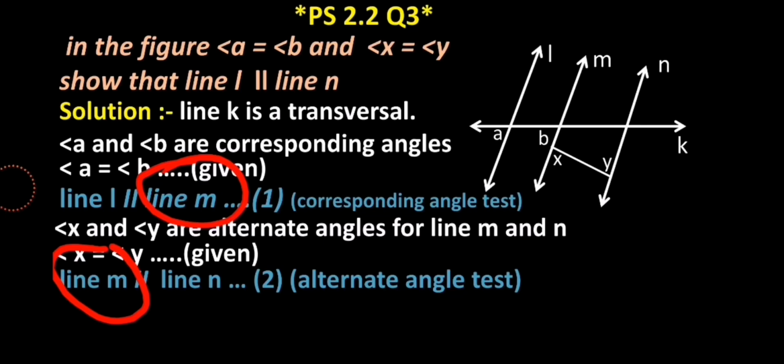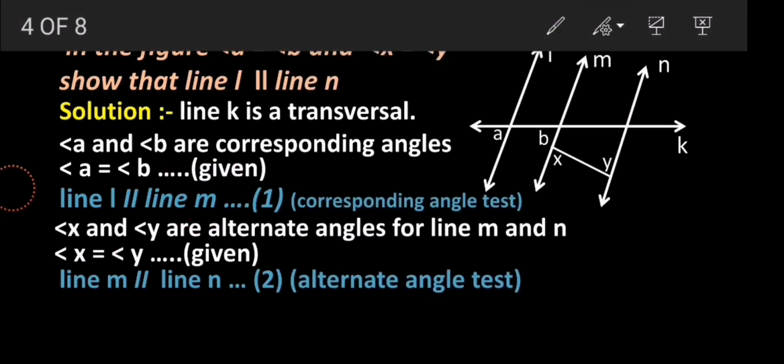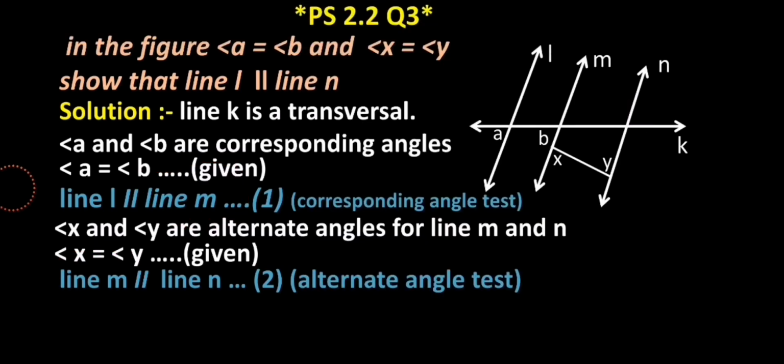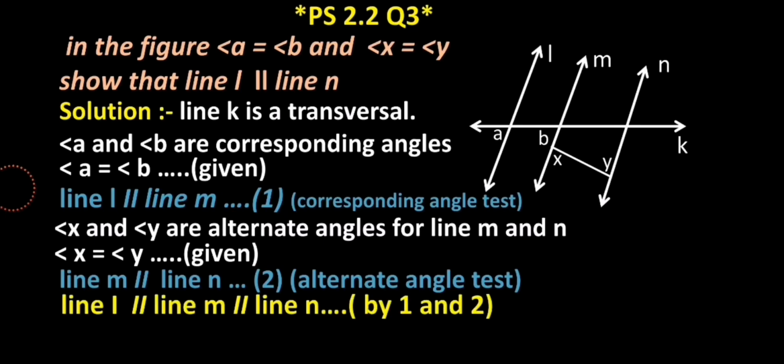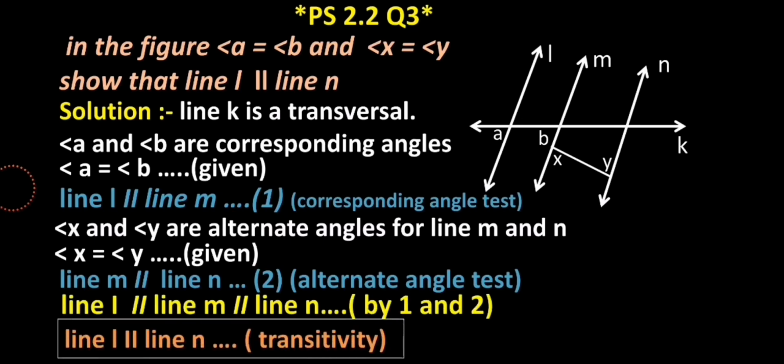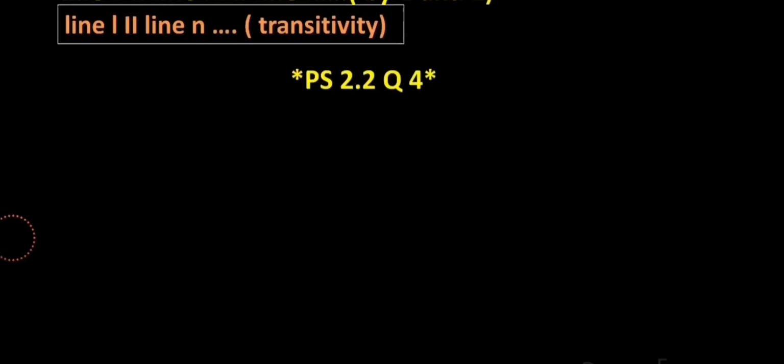If one line is parallel to two different lines, then those two different lines are also parallel to each other, and by utilizing this property of parallel lines, I can say line L, line M and line N, all three are parallel to each other, and hence line L is parallel to line N as we wanted, by the property of transitivity. I hope I made it very clear to you. Let's begin with question number 4.